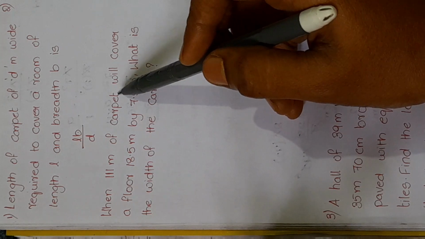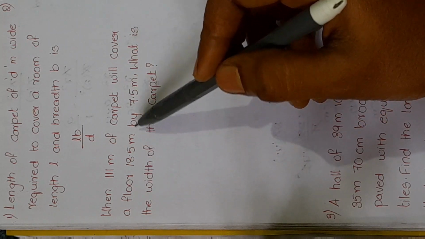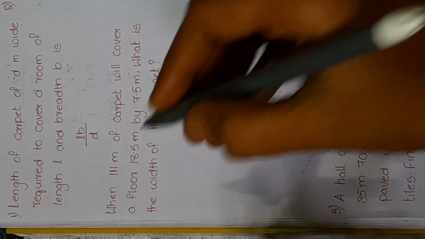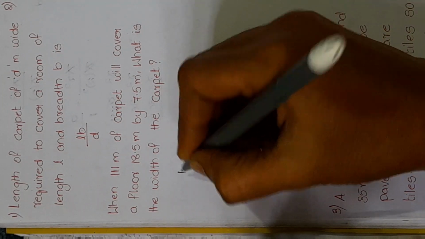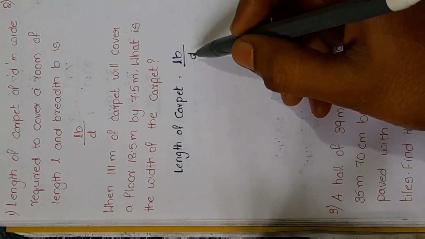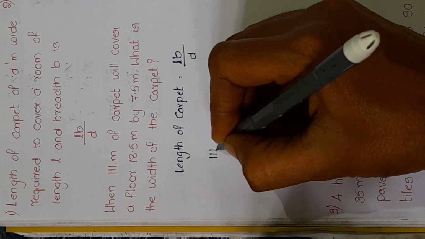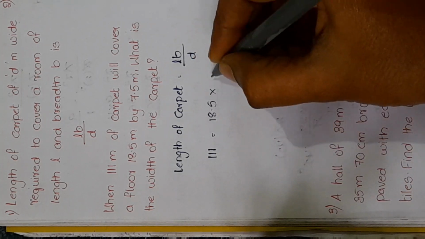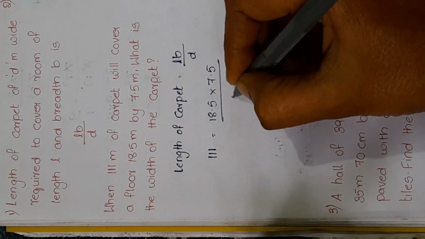When 111 meters of carpet will cover a floor of 18.5 meters by 7.5 meters, what is the width of the carpet? According to the above formula, the length of the carpet required is equal to length into breadth by width. The length of the carpet required is 111 meters. Length is 18.5 into breadth is 7.5. We should find the D value.